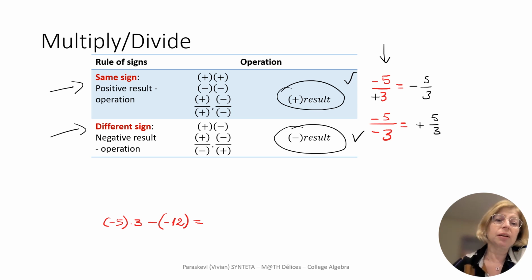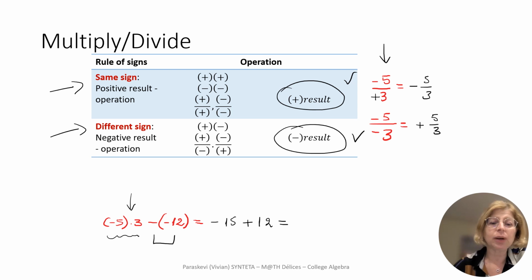Let's see some other example that combines all the situations together. So in the first case, we've got the multiplication, and then we've got subtraction. So let's start with PEDMAS. The priority is to the multiplication. We will do this first. We've got a multiplication between two numbers with different signs, so the result will be a negative. We do the multiplication between 5 and 3, so we have 15. And then next to it, the minus with the minus will become a plus, 12.